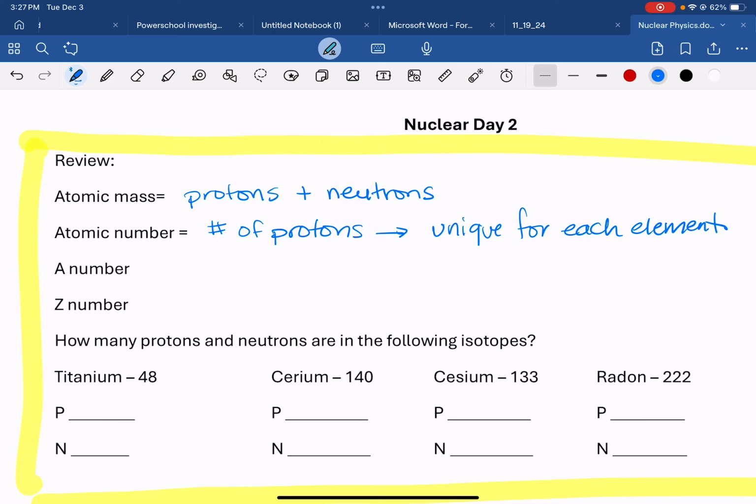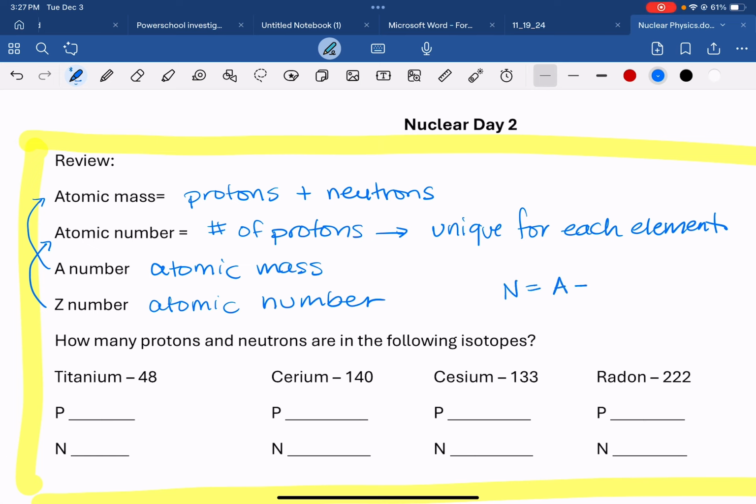Our A number, of course, is our atomic mass. And our Z number is our atomic number. So those actually reflect back on what we just defined. So this is my atomic mass, that's my atomic number. And then to find my number of neutrons, I'm going to take that atomic mass, which is my A number, and then subtract the Z number, which is my atomic number, and that's going to give me my number of neutrons. All right, so let's go ahead and look at titanium, cerium, cesium, and radon.